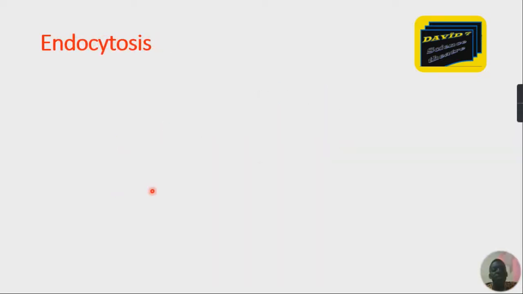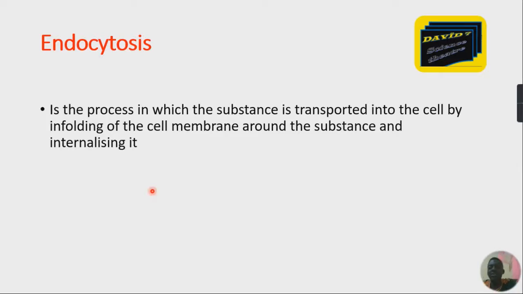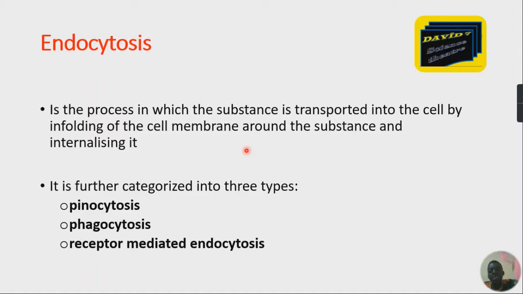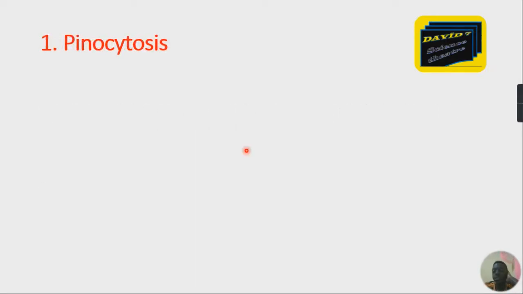If you want to talk about endocytosis, it is a process in which the substance is transported into the cell by infolding of the cell membrane around the substance, and then the substance is internalized. This endocytosis is further categorized into three types. It can be pinocytosis, when the substance is in liquid form; phagocytosis, if the substance is a little bit solid; and receptor-mediated endocytosis for large molecules, where the endocytosis requires a receptor.